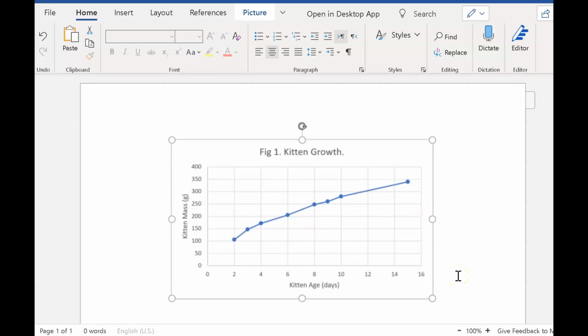So this is a pretty convenient way to quickly create a nice graph. What is important is that your graph should have a number, a title, and the axes have to be labeled correctly, and also with the units of measurement. In this particular case, for the age, it's going to be days, and for the mass, it's going to be grams. No matter what kind of variables are on your graphs, you have to have units of measurement.